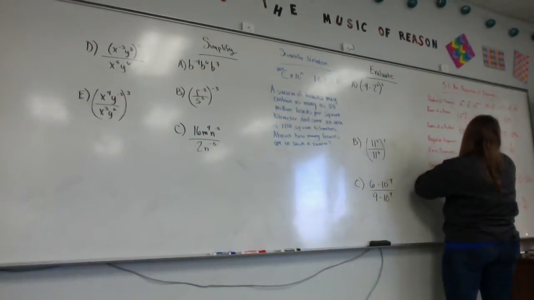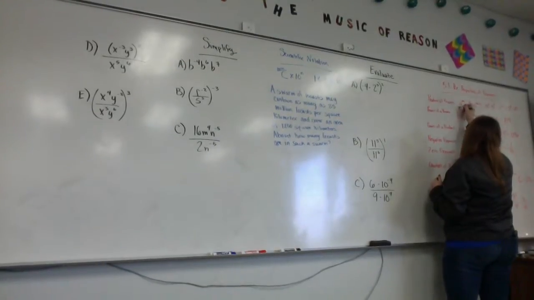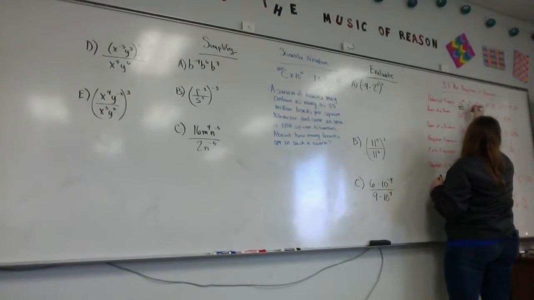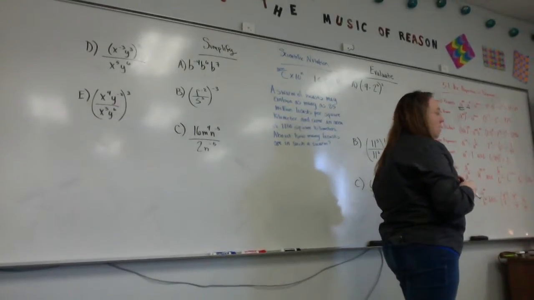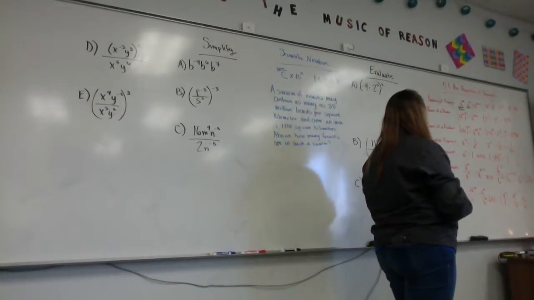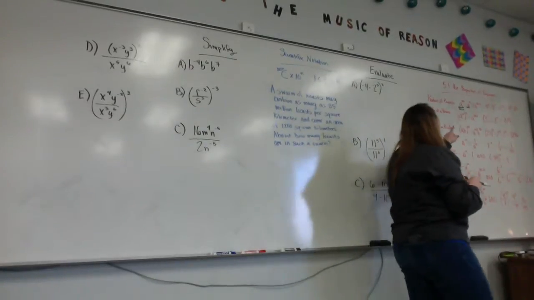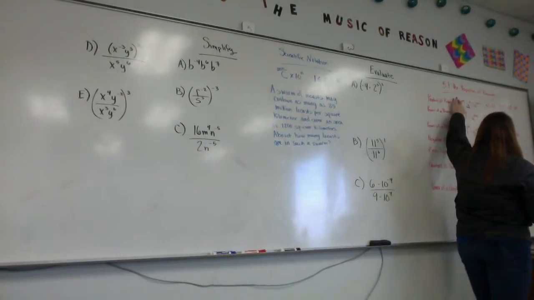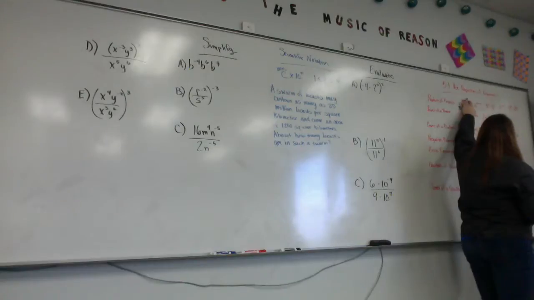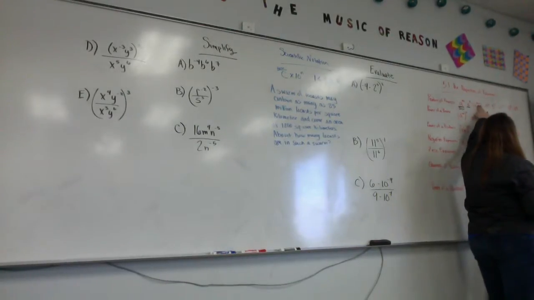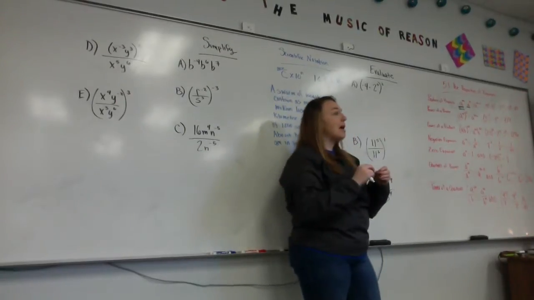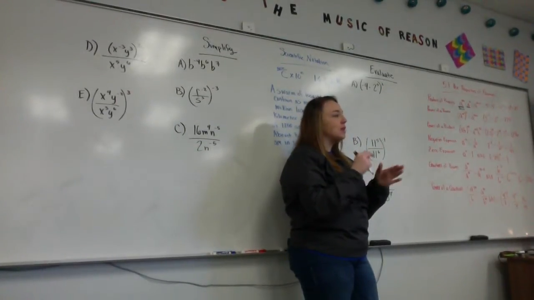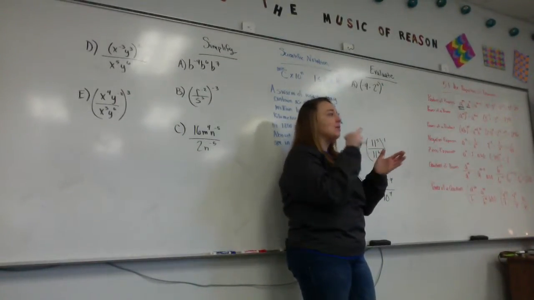If my bases are not the same, then I can't do anything. I need my bases to be the same to apply these rules. So if I have a to the m power times a to the n power, what I get is a to the m plus n. When you have multiplication, you are adding powers. Do not get confused by that. Do not multiply the powers, add the powers.